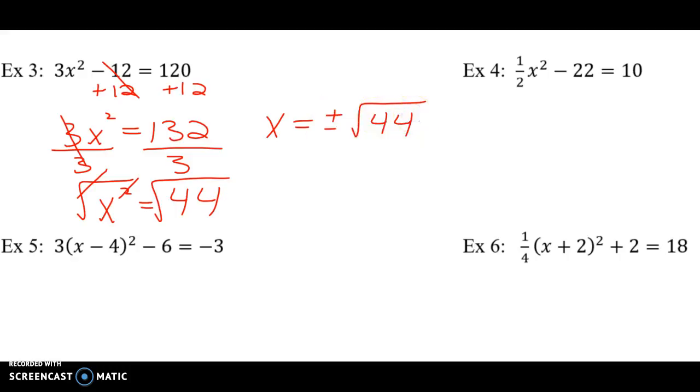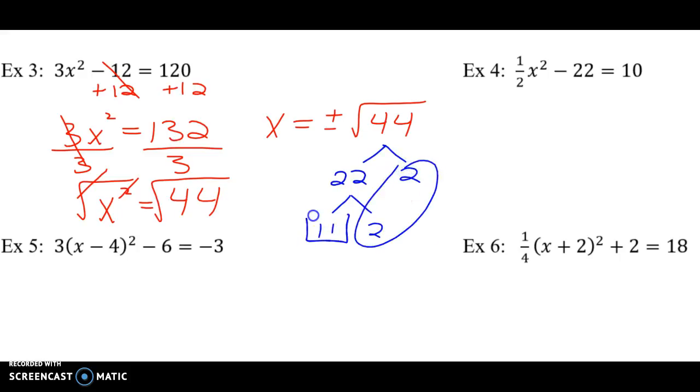There's a square. Oh, wait. It's not a perfect square, so we're not going to get a perfect whole number answer, but you always have to simplify your radicals. So if we do a little factor tree, we would get 22 and 2. 22 would be 2 and 11. So x equals plus or minus 2 square root of 11.